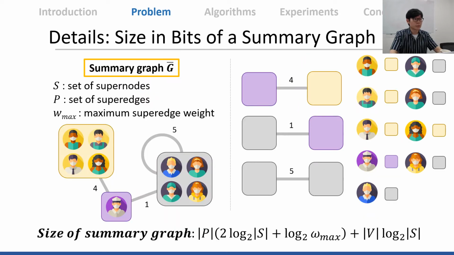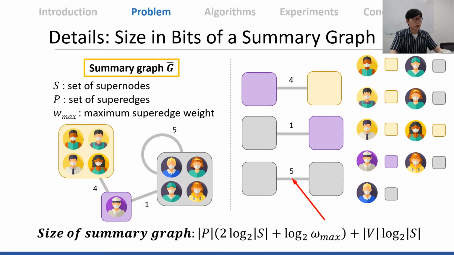We define the size in bits of summary graphs based on the assumption that they are also stored in the edge list format. The size in bits of the summary graph G bar is given here. WSUM max denotes the maximum superedge weight. The first term is for the number of members of P superedges, which are encoded with 2 supernodes and its assigned weight, which are encoded using 2 binary log of number of members of S and binary log of WSUM max bits, respectively.